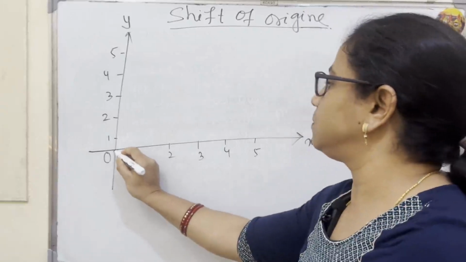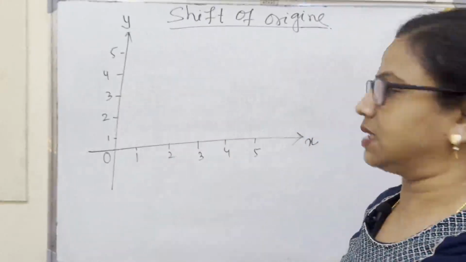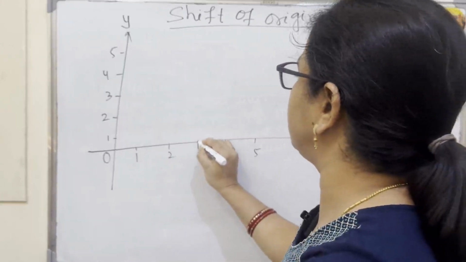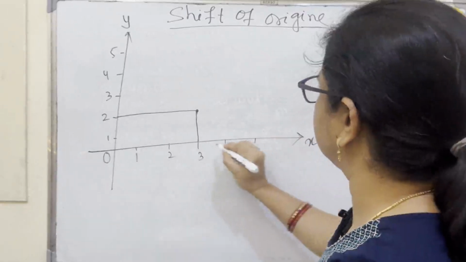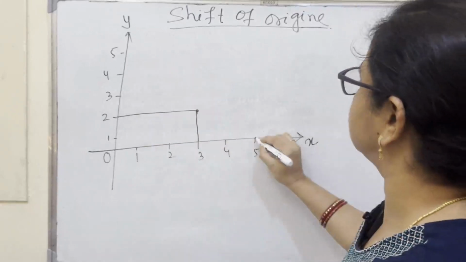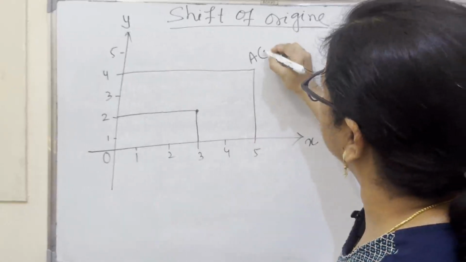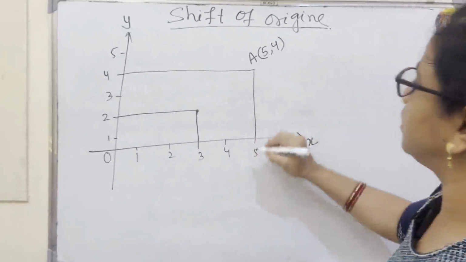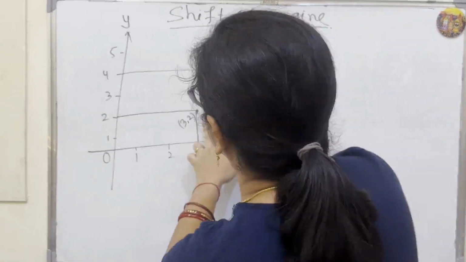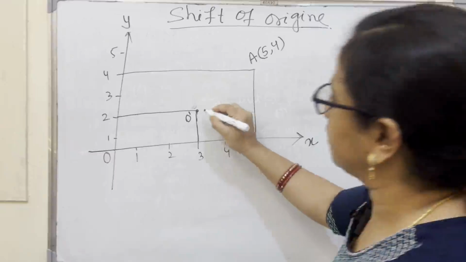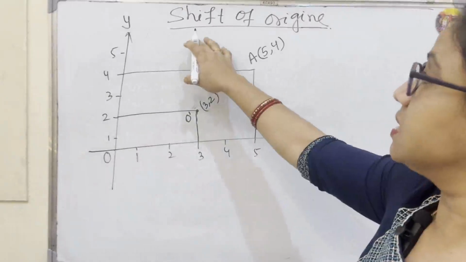If I am shifting from 0 to 3 point in x-axis and 0 to second point on y-axis, where my point will be? My point will be somewhere here. So this is my point. If I am taking another point at 5 at x-axis and 4 at y-axis, so my point will be here. Let this point as point A. Here my coordinates are 5 and 4, 5 for x-axis, 4 for y-axis. Here my coordinates are 3 and 2. Let's rename this point as O dash and the coordinates are 3 for x-axis coordinate, 2 for y-axis coordinate. Our concept is shift of origin.